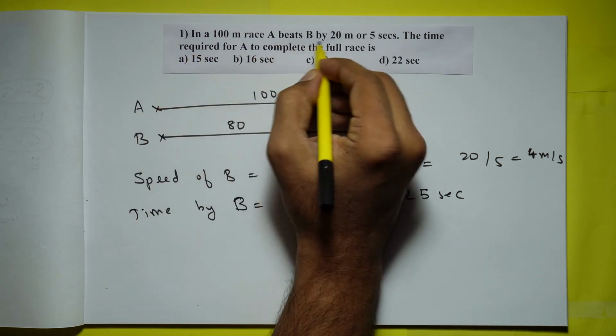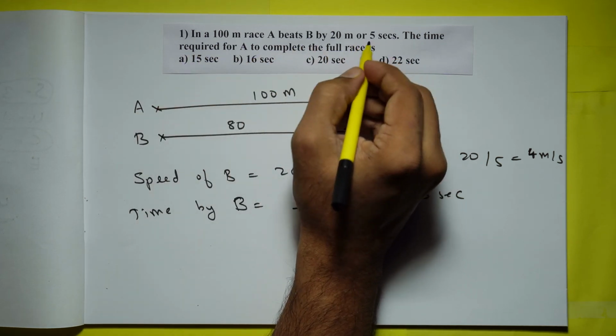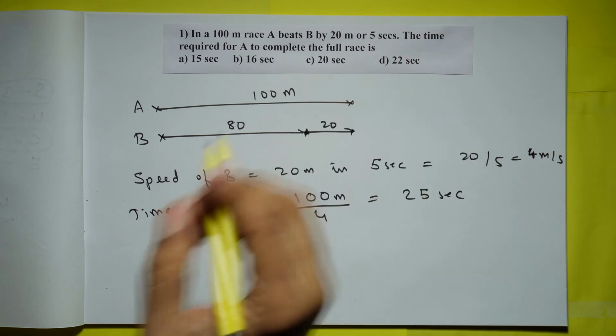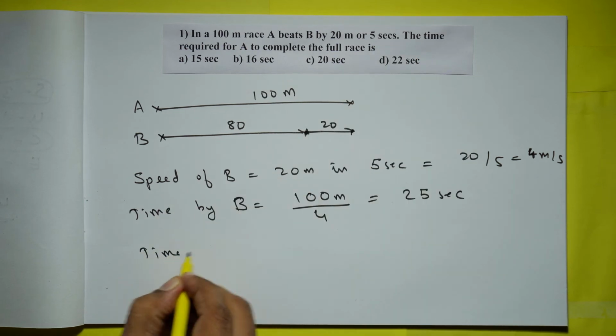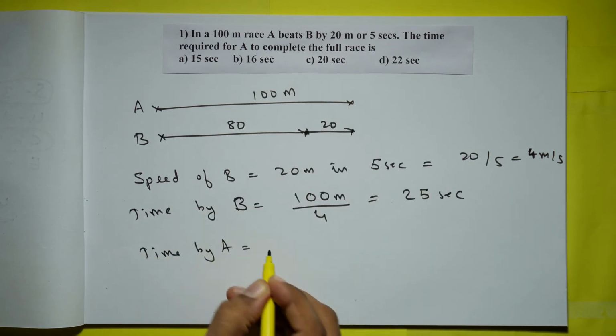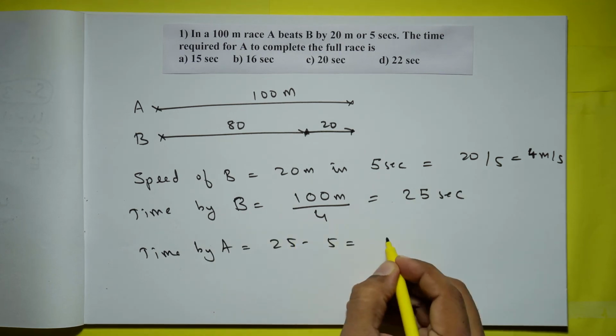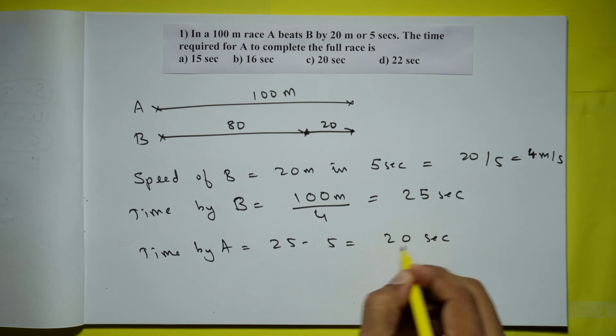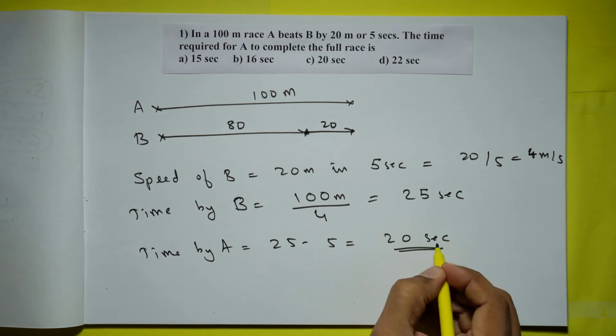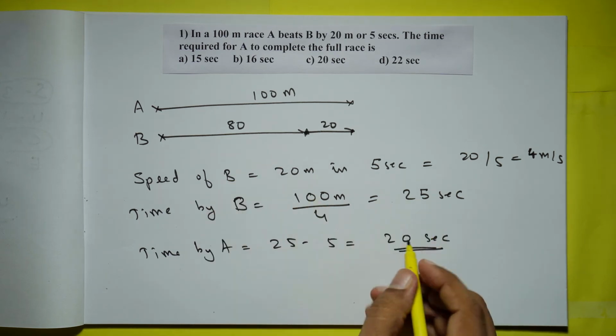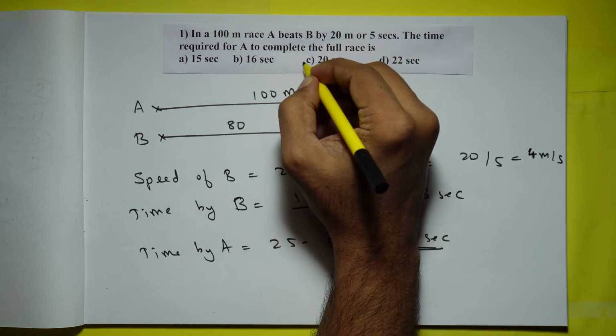And A beats B by 5 seconds. So A requires 5 seconds less. So time required by A will be 5 seconds less than 25. That is 25 minus 5. So A will require only 20 seconds. So time required by A to complete the full 100 meters is 20 seconds, option C.